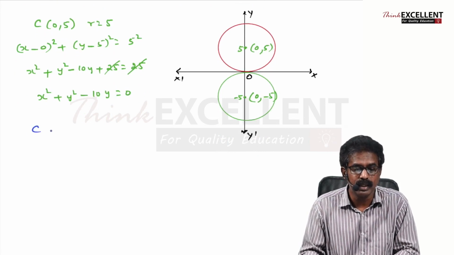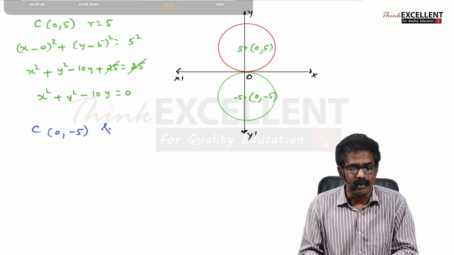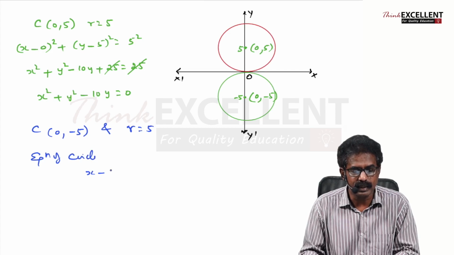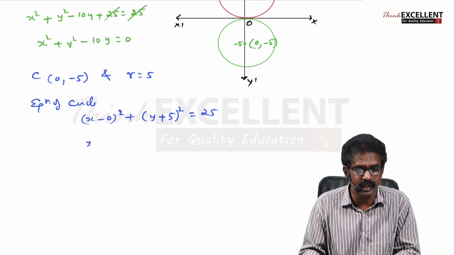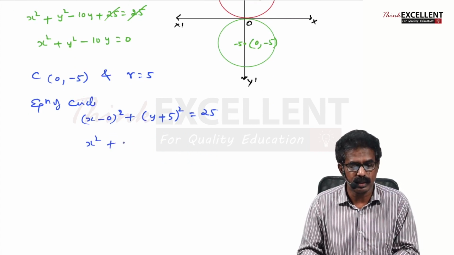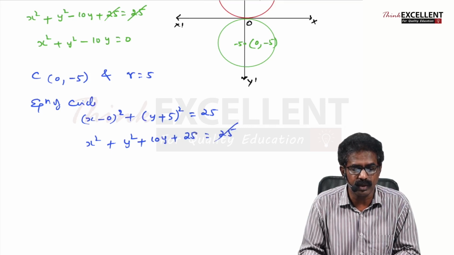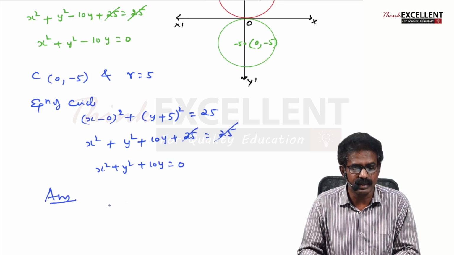And for one more, the center is (0, −5), but radius is 5 units. So what is the equation of that circle? (x − h)² plus (y − (−5))², so (y + 5)². You have to be very careful. The whole square equal to r², that is 5², 25. Again you simplify: x − 0, leave it. (y + 5)², y² + 10y + 25 equal to 25. Again cancel 25 on both sides. So x² + y² + 10y = 0. So when you write the final answer, you write both x² + y² − 10y = 0 and x² + y² + 10y = 0.